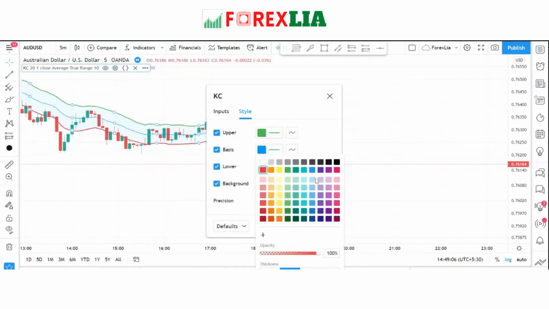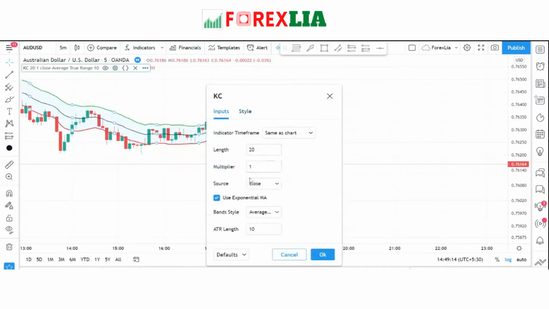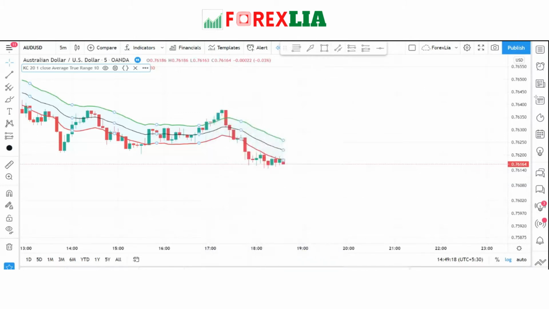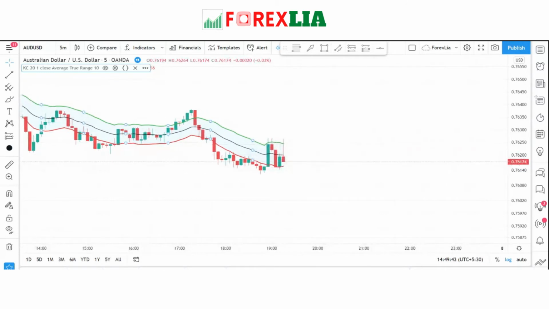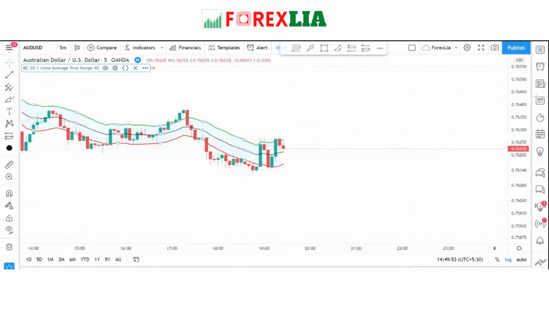Set Keltner Channels to the default settings. How to trade with this indicator: when a candle crosses the upper channel without touching the middle moving average, then you take a buy trade.